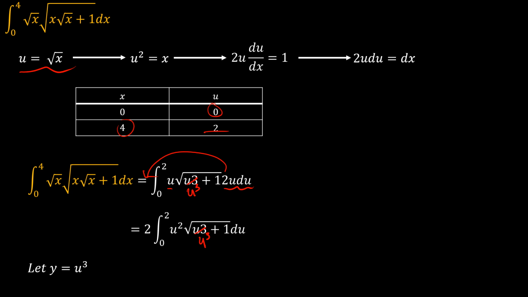And so we can now let y be equal to u cubed, such that dy/du equals 3u squared. That means that when you multiply both sides by du, and also divide both sides by 3, we have a third dy being equal to u squared du. One thing we need to do first is shift around the limits. When u equals 0, u cubed is 0. When u equals 2, 2 cubed is 8.